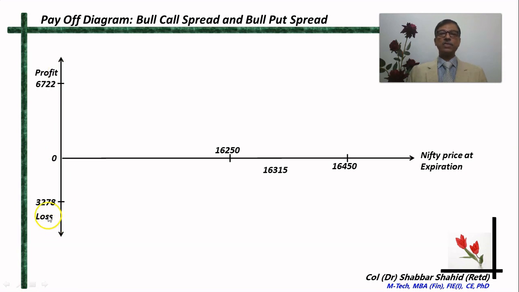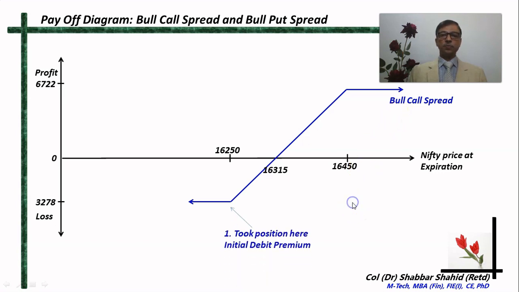In the example which we had taken, our maximum profit was 6722 and the maximum loss which could have been was 3278 or 3277, whatever. That's why I have put this figure, no other reason. Now what you see in this blue diagram is the payoff diagram for the bull call spread strategy. Let me try and explain it to you.